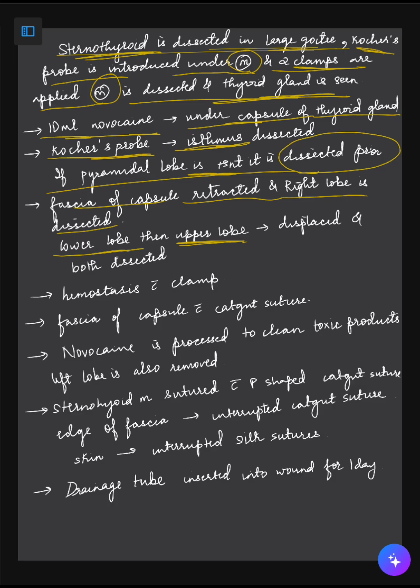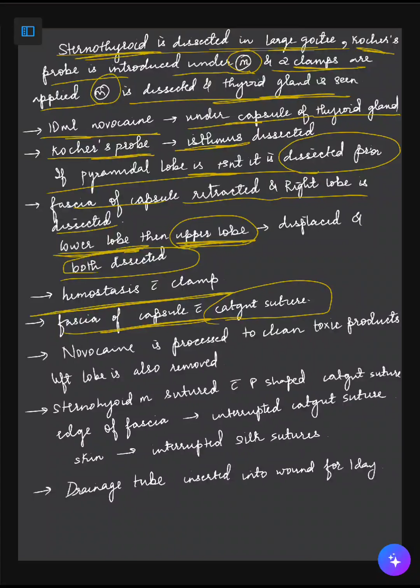So let's continue. The lower lobe and then the upper lobe, it is displaced. First the lower lobe is displaced, then the upper lobe is displaced, and both are dissected. Then hemostasis with clamp, fascia of the capsule with catgut suture, Novocaine is processed to clean the toxic products, left lobe is also removed. Then sternohyoid muscle is sutured with a P-shaped catgut suture.